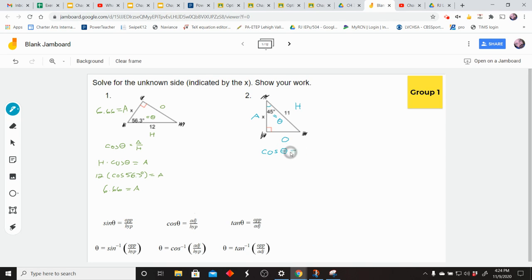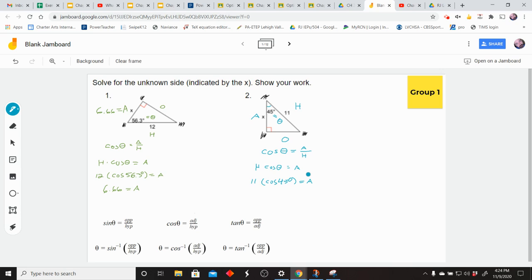So that's the way this worksheet worked out. Randomly generated. I kind of wish it had worked out differently. But anyhow, you want to start in the exact same place. Write down your definition of the trig function you're going to use. Cosine of theta is equal to A over h. The thing we want is A, so multiply both sides by h. H cosine theta is equal to A, which means in this case, 11 times cosine of 45 degrees is equal to A.